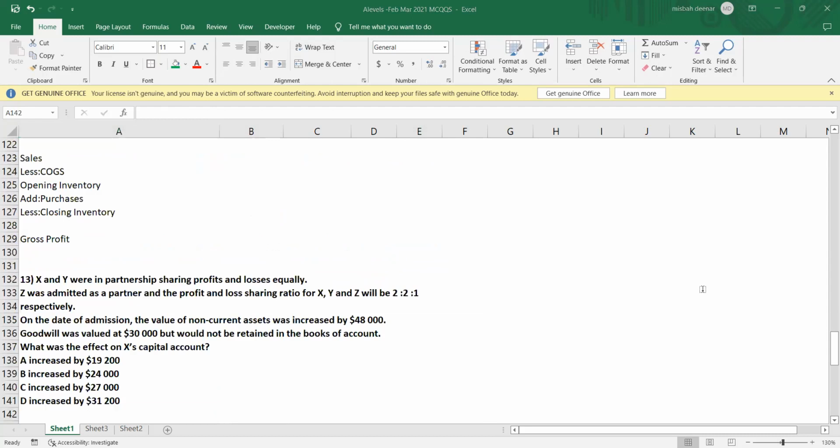Then moving on to question number 13. X and Y were in partnership, sharing profit and losses equally. Z was admitted as a partner and the ratio of this. On the date of admission, value of NCA was this. Goodwill was valued but not to be retained in books. What was the effect on X's capital account?